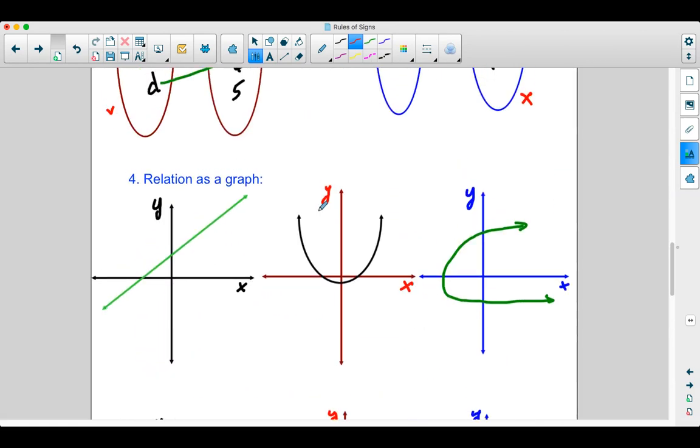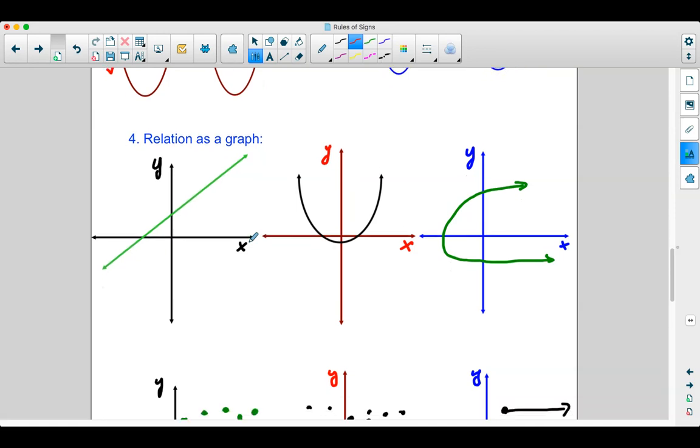So what if you have a relation that is represented as a graph? How do you know which one is a function? Now remember, your inputs are your x values and your outputs are your y values. If I were to find the corresponding y value for every x value right here, do I always have one and only one y value for every x value? For this one, yes. For this one as well. Every x value will have only one y value.